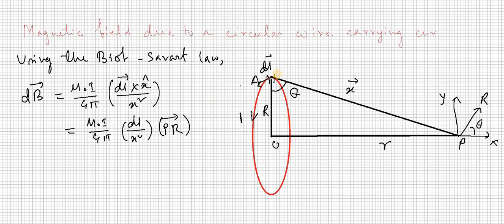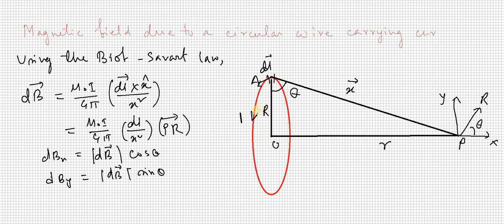Now for the elementary length dl, if we resolve the magnetic field toward the x-axis, then the x component of magnetic field dBx can be written as modulus dB vector cos of theta, as this is the angle theta. Similarly, the y component can be written as dBy equal to modulus dB vector sine of theta.